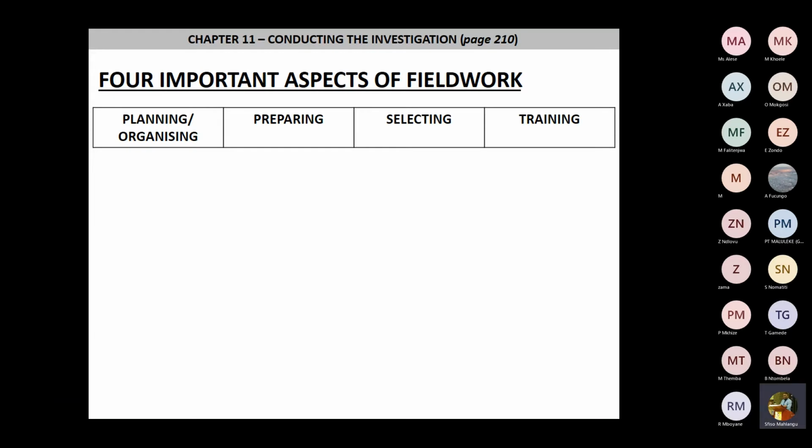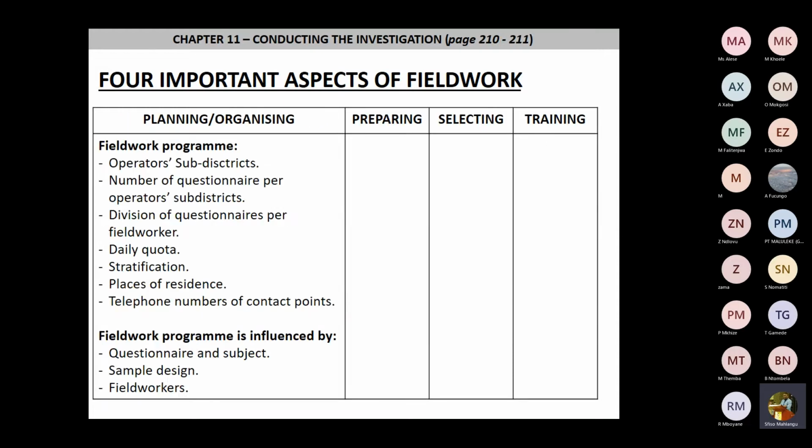So let's quickly go through each aspect a bit in detail. In terms of planning or organizing the field work, which starts on page 245, what you need to highlight there, maybe it's on page 246 at the top of the page, which is similar to what you see on the slides, those bullets there: operator, sub-district, number of questionnaires, division of questionnaires per field worker, and so on.